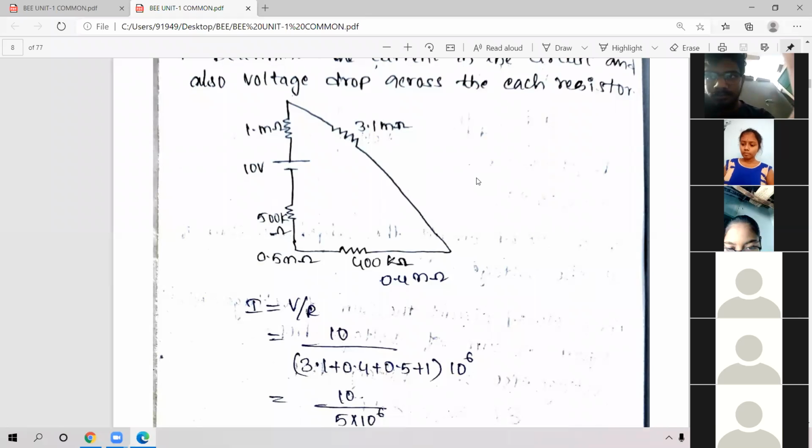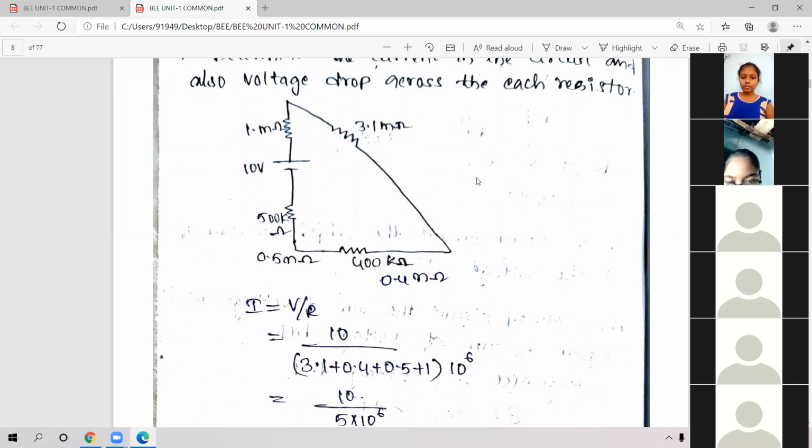What is V? V is 10 volts. What is R? R is the series connection, so you have the values in the diagram. You can start from 3.1 mega ohms. Mega means 10 power of 6.